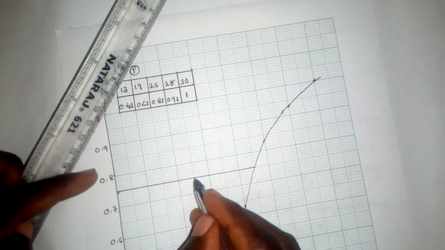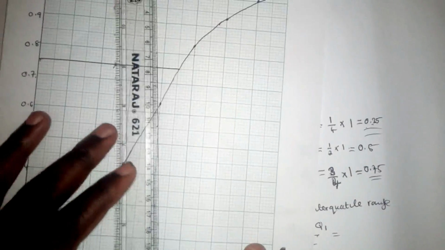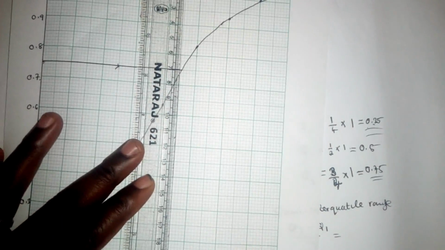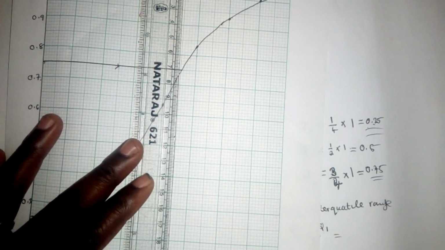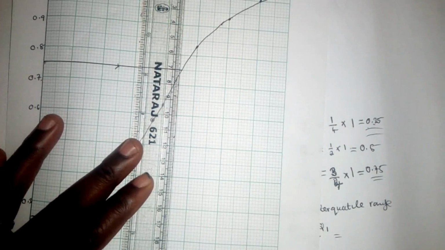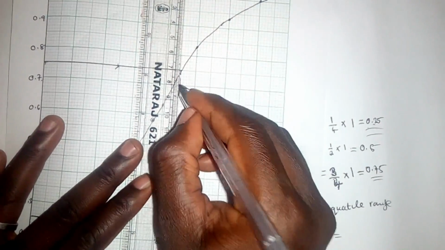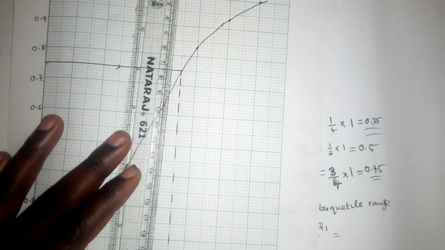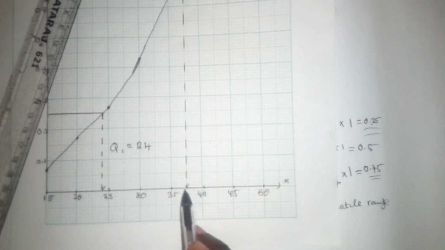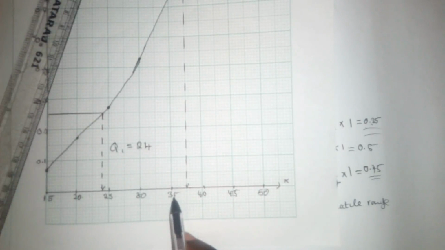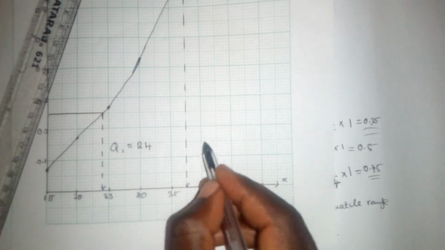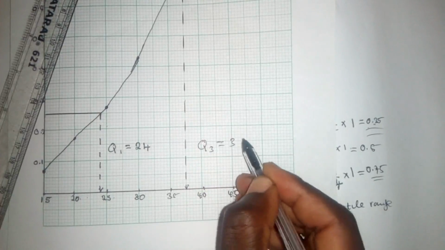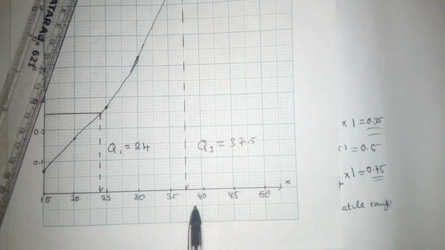Until it touches your graph, and where it touches the graph, you drop it down like this. So in this case, it's somewhere here. Up to here, and then you get the number which is here. What number is here? This is 35, 36, 37.5. So quartile 3 is equal to 37.5. This is my quartile 3.